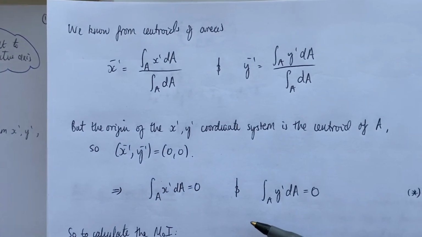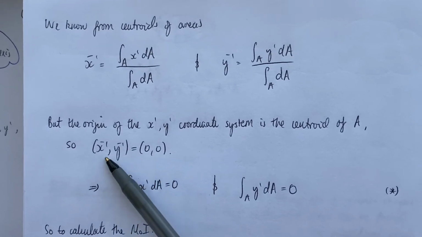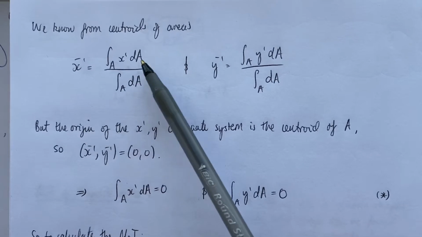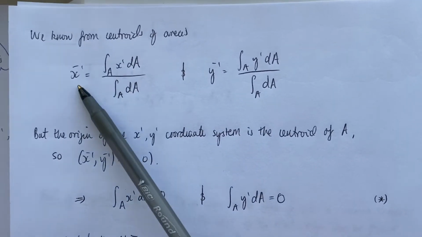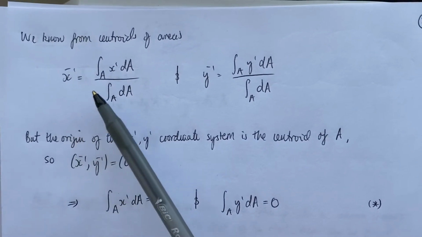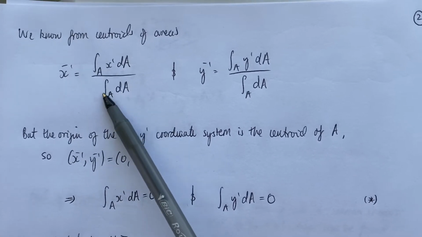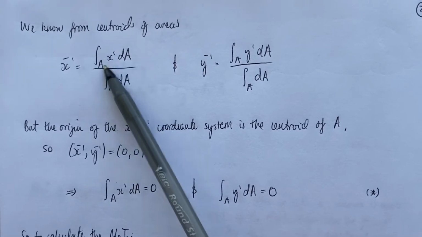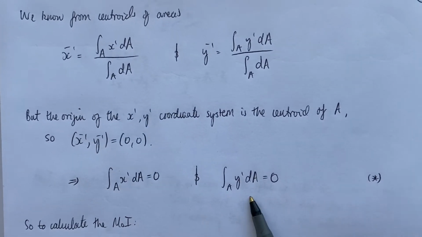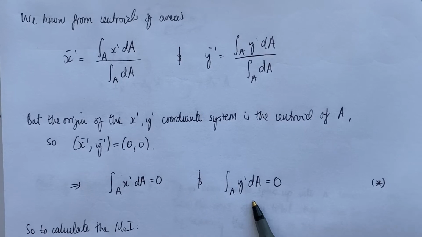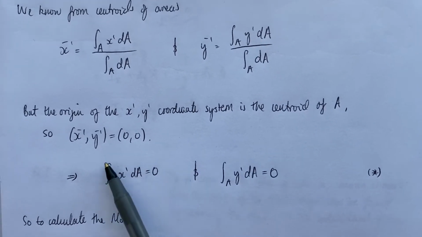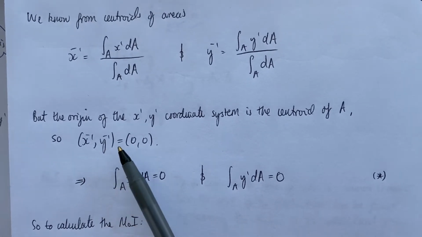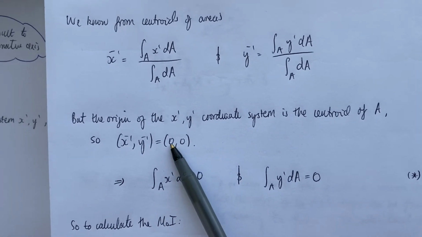So if x bar dash and y bar dash are both 0, then we can rearrange these equations. We have 0 on the left hand side of both, we can multiply through by the integral in the denominator, and we just get the numerator equal to 0, which is what I've written here. This just comes from the definition of our coordinate system x dash, y dash, that we defined at the origin.